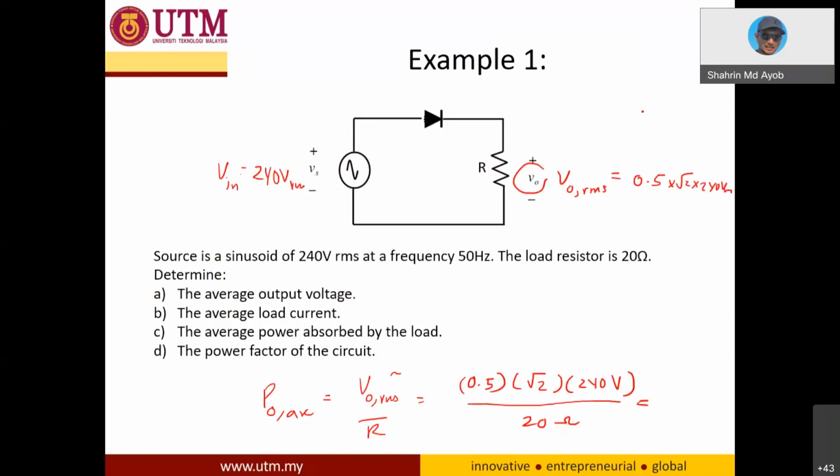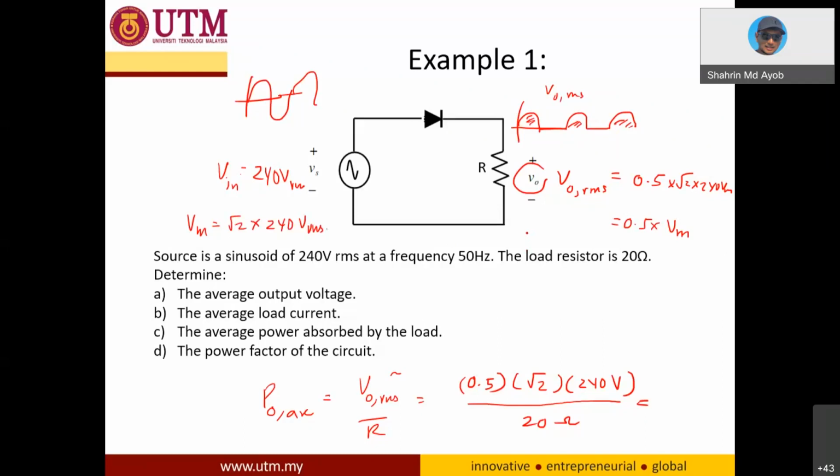Can you get the difference? So this is V input, and right now we want to get the V out RMS. This one is V input RMS. There is a difference because this input is 240 volt, but the output here is like this, half wave. So we want to calculate what your V out RMS is for this waveform, which is given to you as 0.5 multiplied by VM. To get your VM, you need square root 2 multiplied by 240 volt RMS.